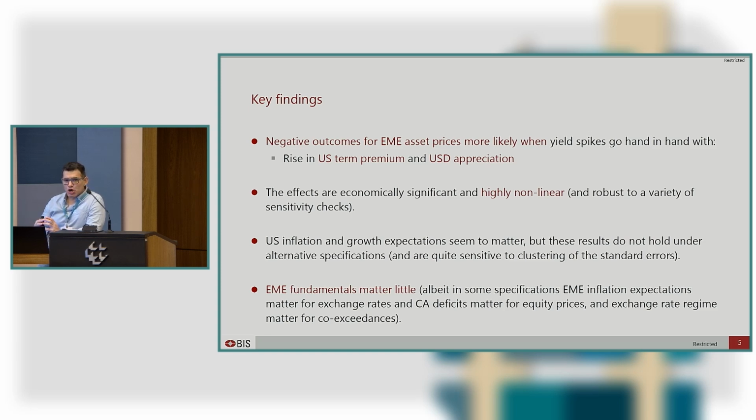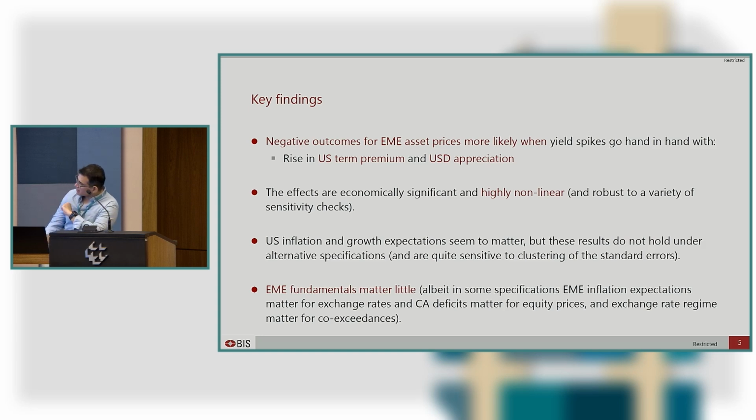Other results that are not as robust and hold in the different exercises that we do is that US inflation expectations and growth expectations also matter, but those results are not as robust to alternative specifications. And of EM fundamentals, we can say that they matter little, with maybe the exception of inflation expectations for exchange rates and current account deficits for equity prices.